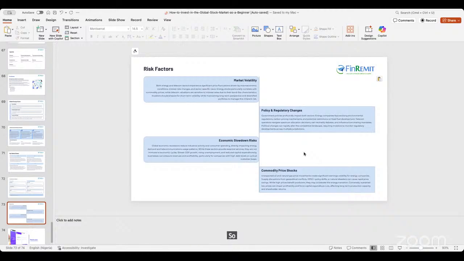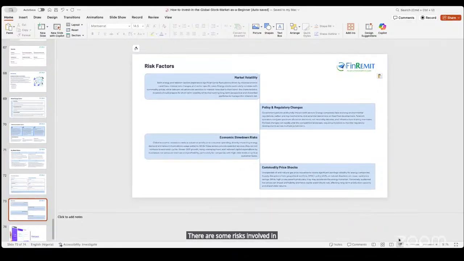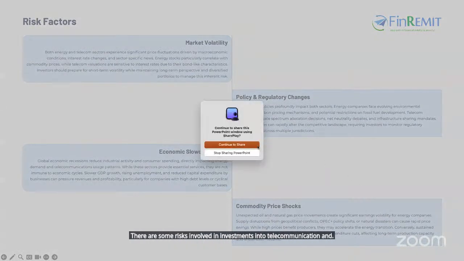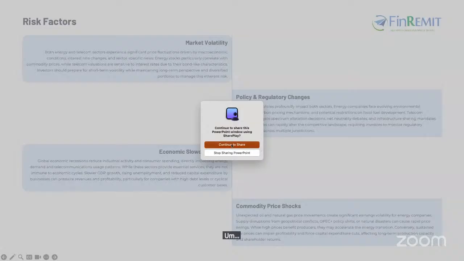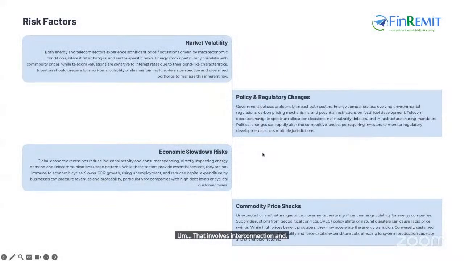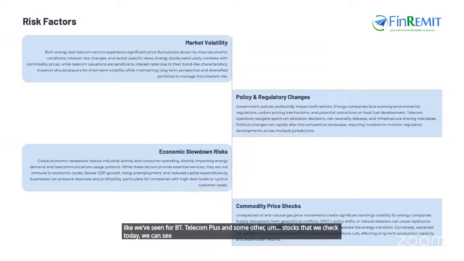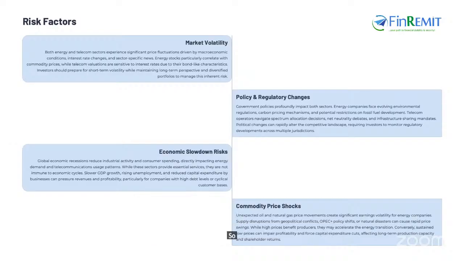But there are some risks that I want us to quickly discuss before I close this class today. There are some risks involved in investment in the telecommunication and energy sector. The number one is market volatility. Like we've seen so far with BT, Telecom Plus, and some other stocks that we checked today, we can see that the market is very volatile. We can see the wave. The sector is highly influenced by the macro economy.